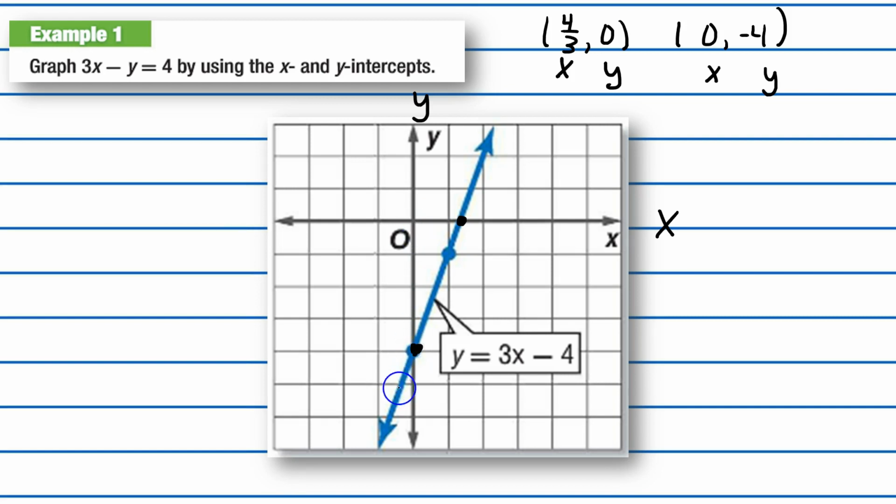So you have your 2 points. Go ahead and connect them, and it makes this line. And that's it.